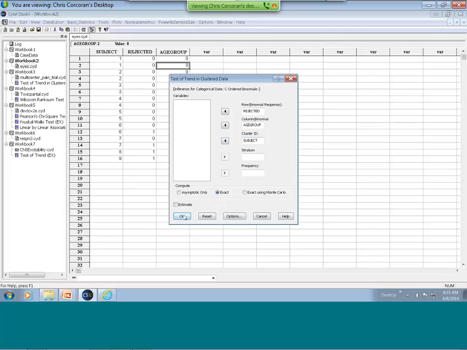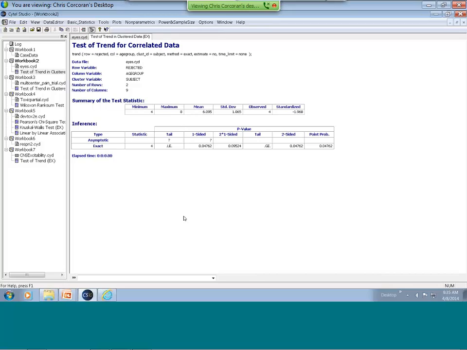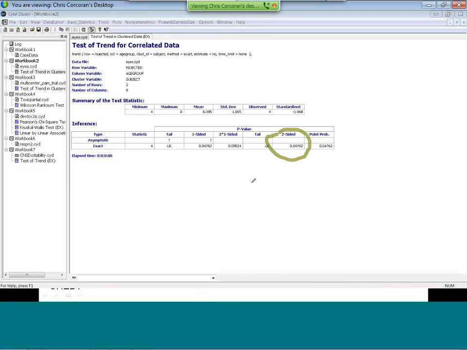We want to compute an exact p-value. Now when I click OK, you can see here I get a result. Actually, the two-sided p-value it's 0.04762. So in other words, for these data, there is some evidence that there is an association between age and rejection rate, that those who are in the older group have a significantly higher rejection rate.